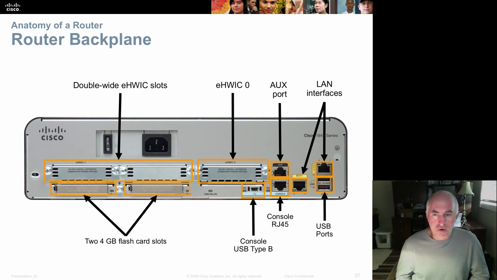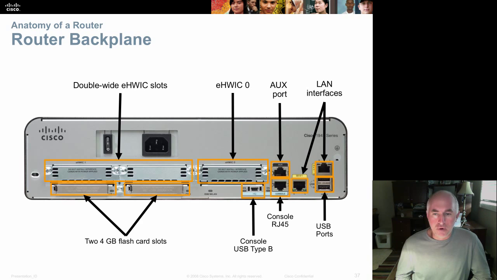Then we have the auxiliary and the console ports. The auxiliary port is identical to a console port, but designed to connect a modem to, not for the internet, but a modem for you to dial into from a remote location. We're not going to cover that in this class. In this class, we'll be using the console port, which is the same thing. It does the same thing. It gives you the ability to type commands into the router.